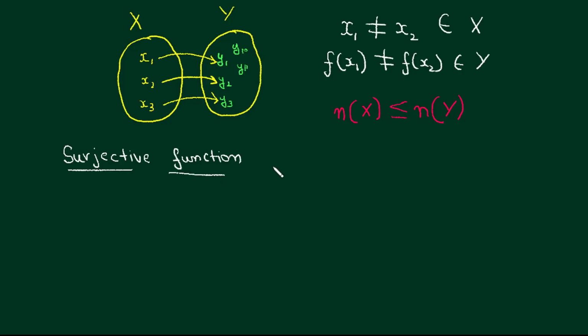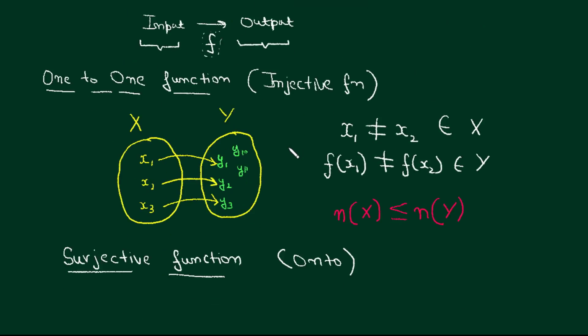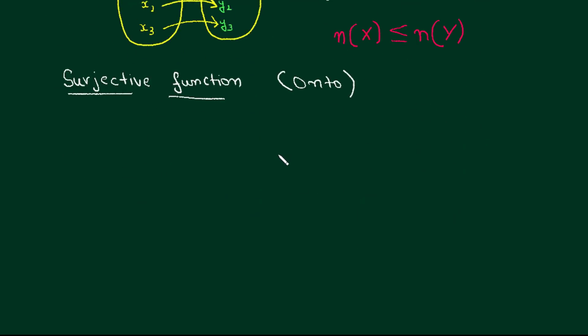Surjective function. This is also known as onto function, and this is exactly the opposite of what a one-to-one function, an injective function, is all about. Let me define it first of all. Maybe you might understand it better that way.